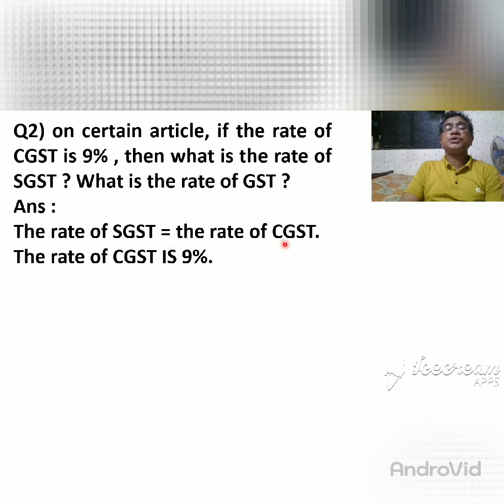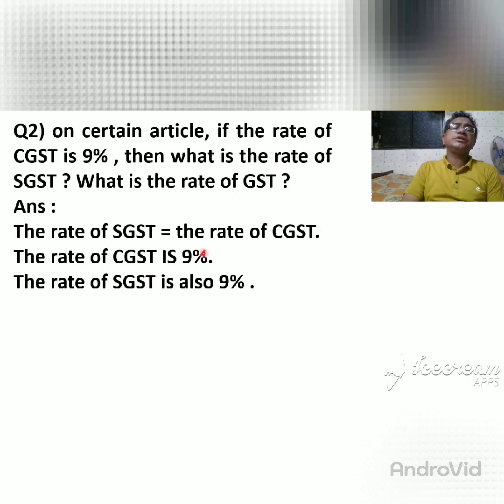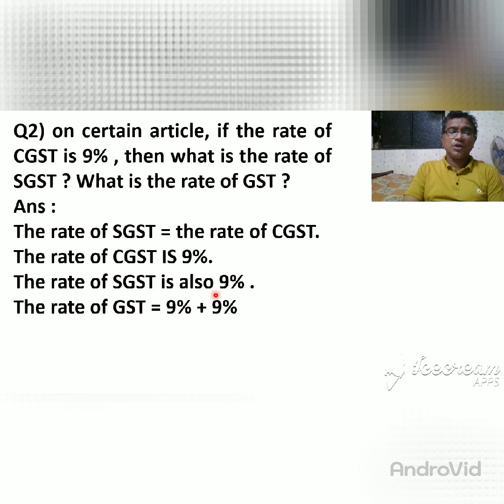So the rate of CGST is equal to 9%. The rate of SGST is also 9%. The rate of GST is equal to CGST plus SGST. So CGST 9%, SGST 9%. So 9 plus 9, how many? 18. So 18% is the GST.